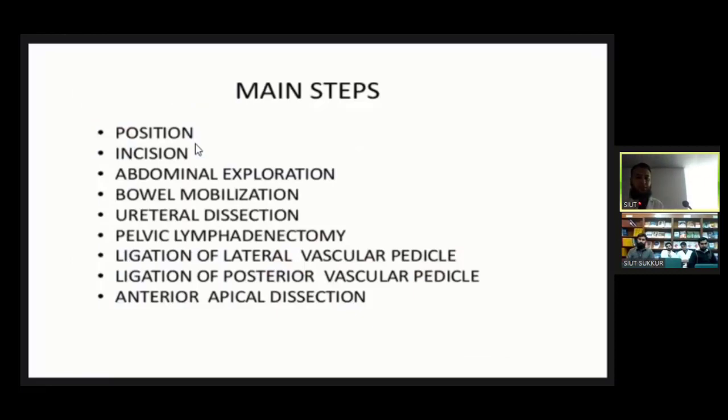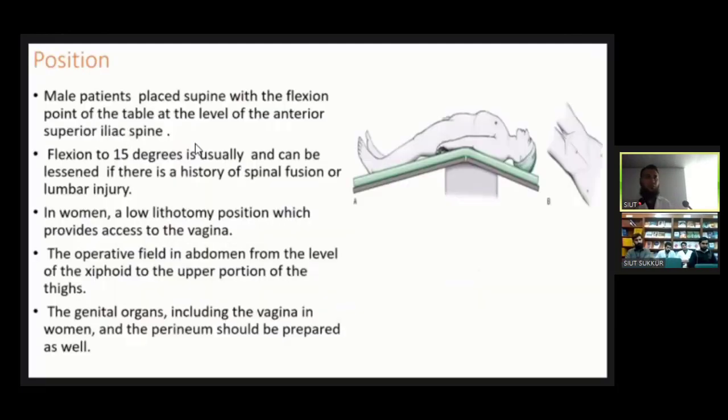The main steps of the procedure start with positioning, abdominal exploration, bowel mobilization, ureteral dissection, pelvic lymphadenectomy, ligation of the lateral and posterior vesical pedicles, and the anterior apical dissection. On the table, the male patient is placed supine with the flexion point of the table at the level of the anterior superior iliac spine, and the flexion is 50 degrees. It can be less if the patient has any spinal fusion or lumbar injury.